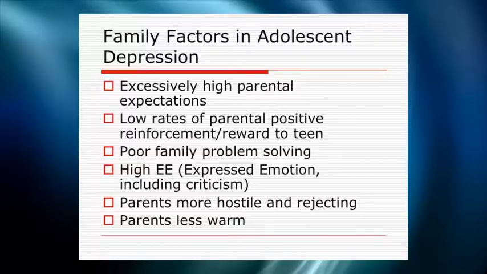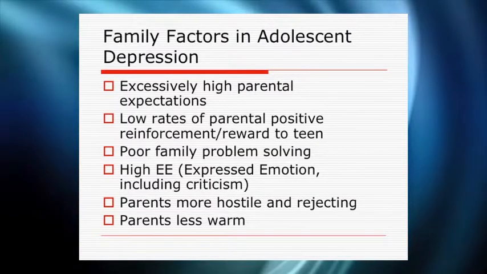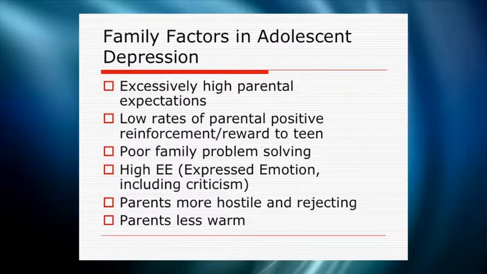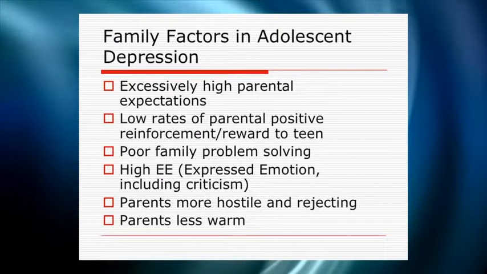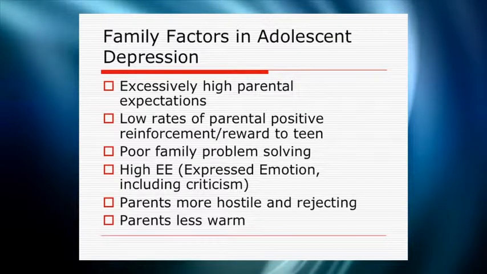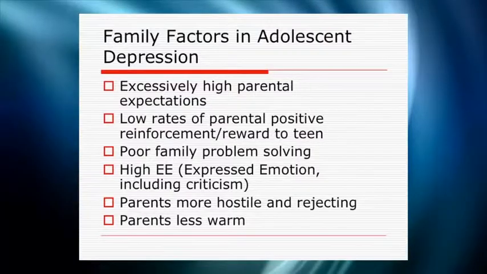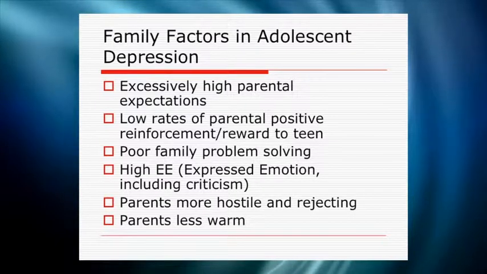Okay, so those are the individual treatment targets that you might have, and then there are family factors in adolescent depression. These are some things that you might see in an individual case. So if you see it, it goes into your case formulation. Is this a kid who has parents with excessively high expectations, so that a grade that's not an A is a terrible thing? I've actually seen more kids who have this than parents who have this, but sometimes they get it from their parents. Now, more likely is low rates of parental positive reinforcement.